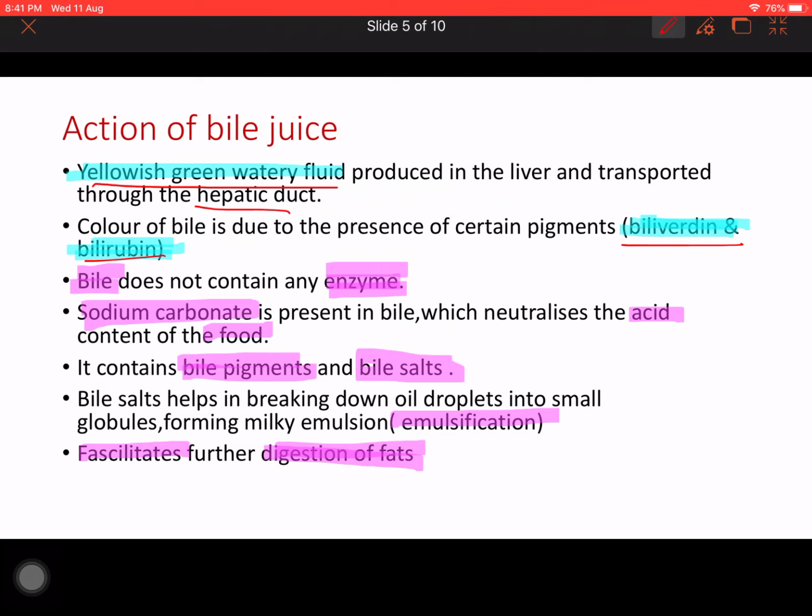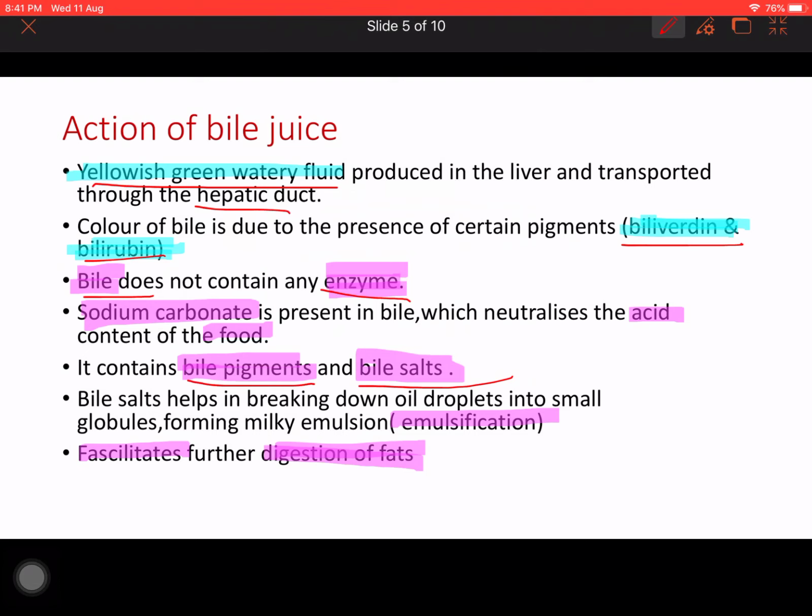Bile contains only bile pigments and bile salts. Follow them, understand them, and try to learn them. Bile does not contain any enzyme; it contains only bile pigments and bile salts. And sodium bicarbonate is present in bile, which neutralizes. What does it do? It neutralizes the acidic food, or the chyme, into alkaline chyme.